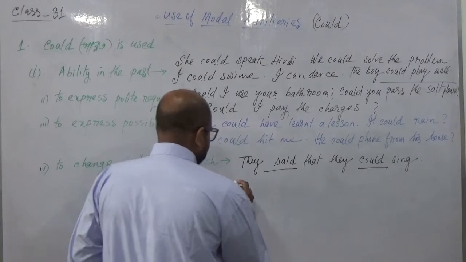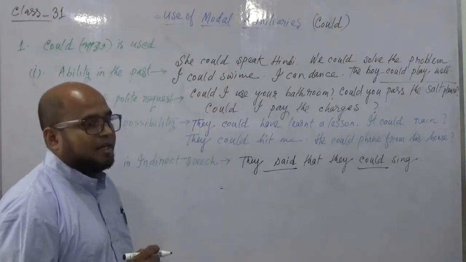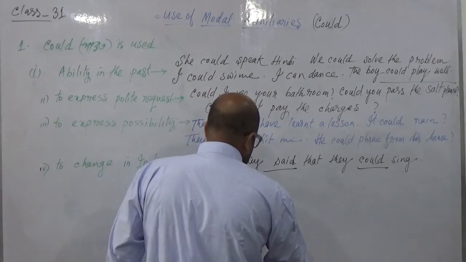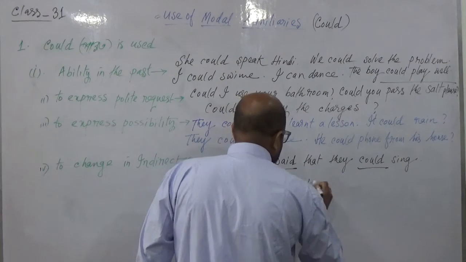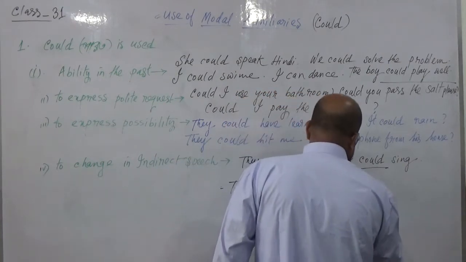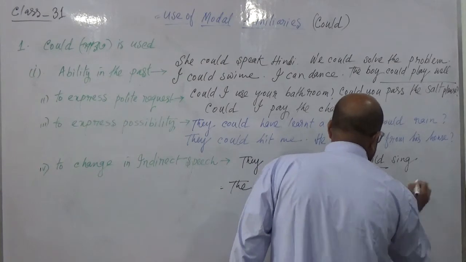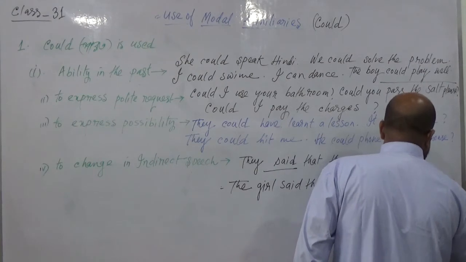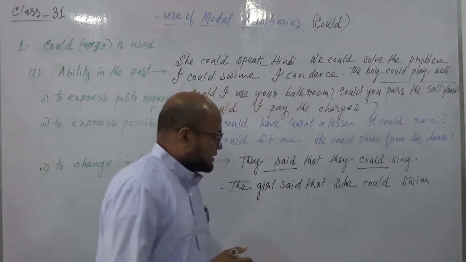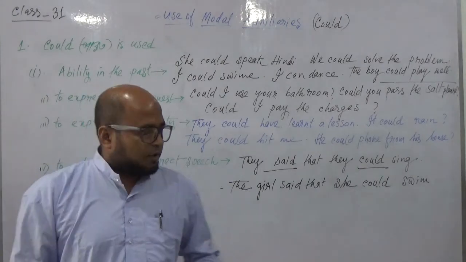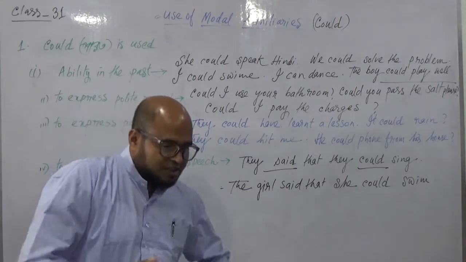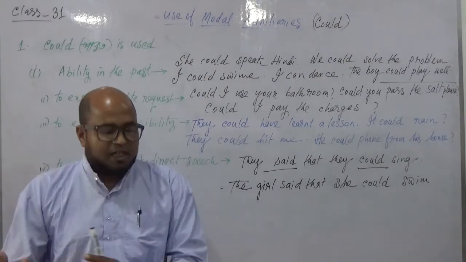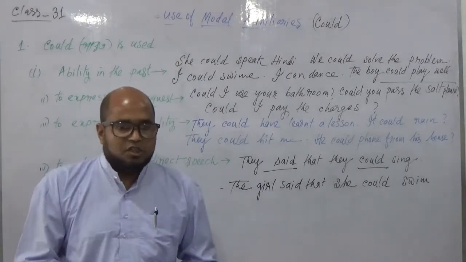Second one, বালিকাটি বলল যে সে সাঁতার কাটতে পারে। The girl said that she could swim. She could swim. বালিকাটি বলল যে সে সাঁতার কাটতে পারে। So this kind of indirect speech, whenever you change a narration from direct to indirect speech, and whenever you find can, it will be put into could in indirect speech.